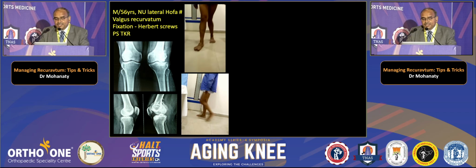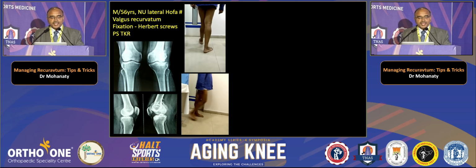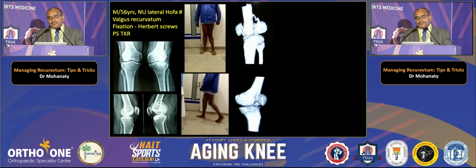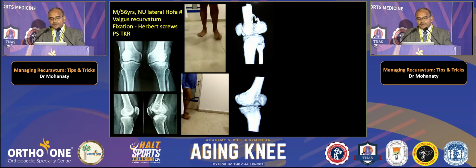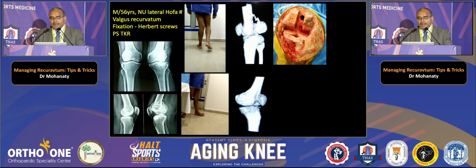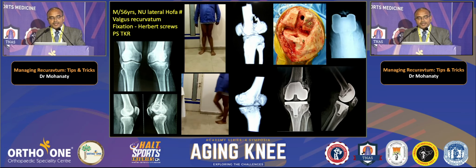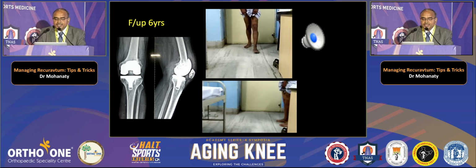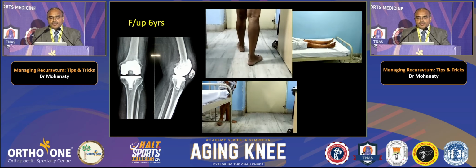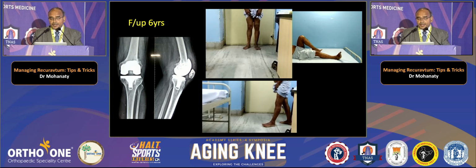This is a 56-year-old male with a non-union lateral Hoffa fracture with a valgus recurvatum deformity again. This is a typical situation. This is the CT scan showing there is a recurvatum along with the non-union of the Hoffa fracture. The Hoffa fragment was mobilized and fixed with Herbert screws and built up with screws and cement in the defects. That is the post-operative X-ray of this patient, and that is almost 6 years follow-up of this patient with again a posterior stabilized knee with a full range of motion, and there is no recurrence of the genu recurvatum, and knee function is restored.